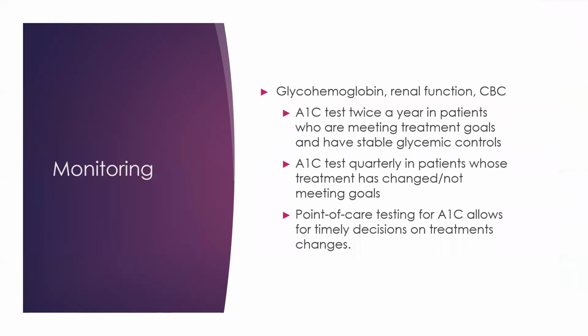So monitoring, we're looking at glycohemoglobin. We want to look at renal function and CBC. So once they are well-controlled diabetics, we're going to do that A1C twice a year. Quarterly if they're not meeting their goals, and then point of care is going to allow them to make quicker decisions based on the foods that they're eating and what they're doing throughout the day.